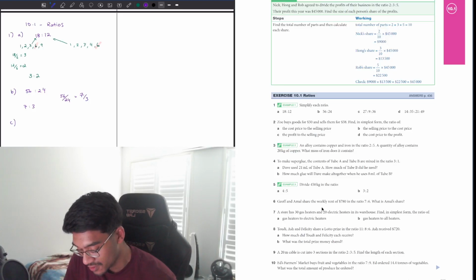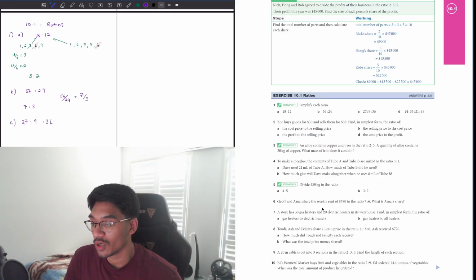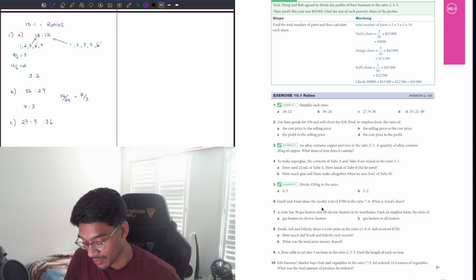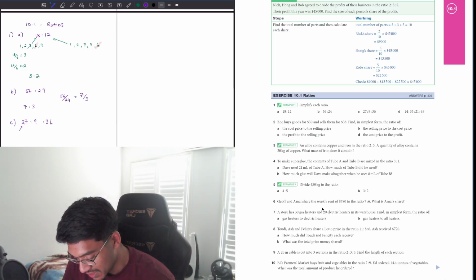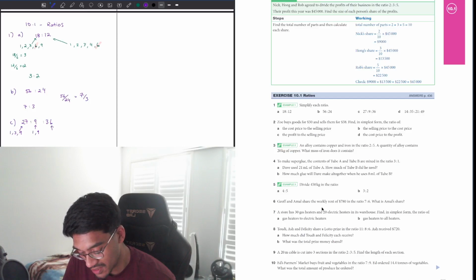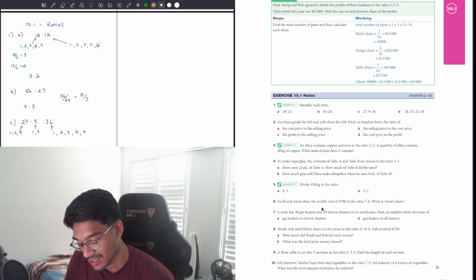Let's do C. C says we have 27 to 9 to 36. Well, let's do again the highest common factor. What numbers go into 27? 1, 3, 9. What numbers go into 9? 1, 3 and 9. What numbers go into 36? 1, 2, 3, 4, 9. And just like that, we can see our highest common factor is 9.